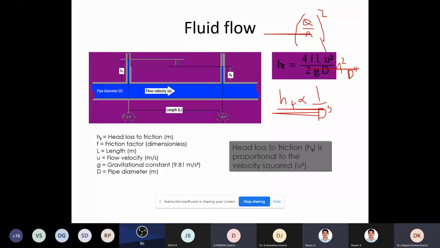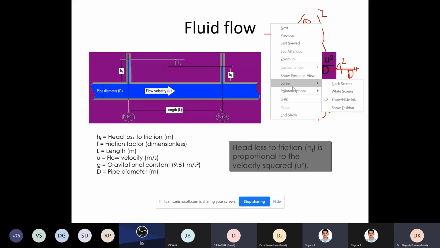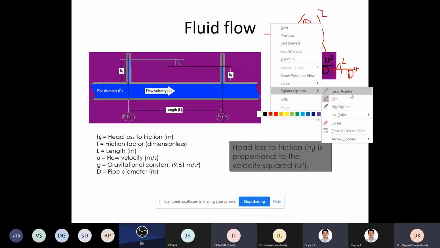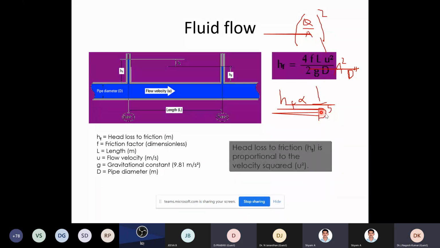So what does it mean? Even a small change in diameter can have a significant impact on the frictional loss. So when we are designing the steam system, we have to ensure that the diameter is adequately sized so that the pressure drop is minimized.